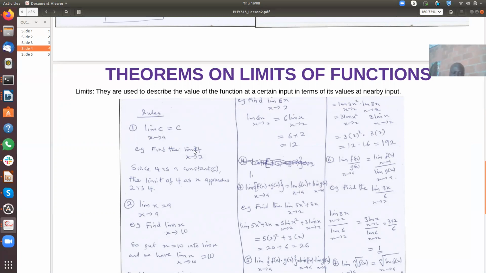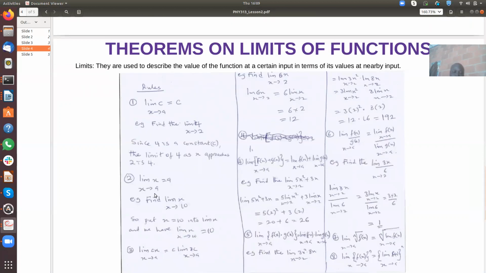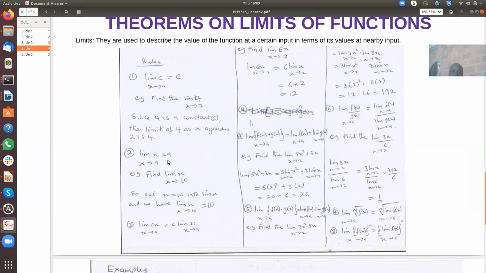There is no place in this expression where you can put x equals 2, so automatically the limit is still the same as 4. That's why we say since 4 is a constant, the limit of 4 as x approaches 2 is what? 4. Another law is the limit of x as x tends to a. In this case, as x tends to a, what is x? Once you know the x, then your a is equal to the value of x. So find the limit of x when x tends to 10. Automatically, our limit will be what? 10.